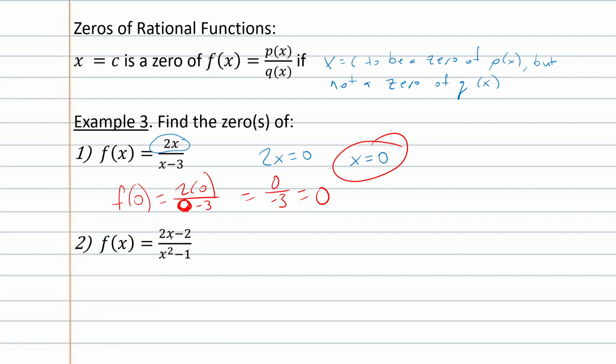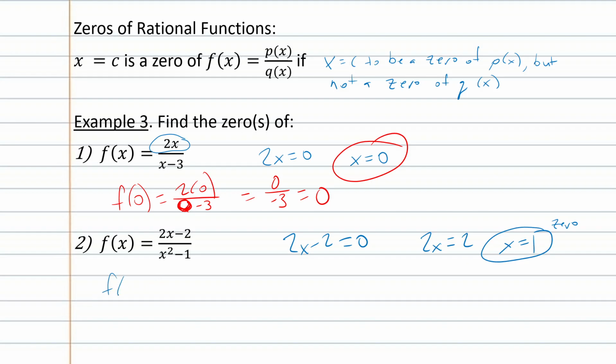So here I have 2x minus 2 in the numerator. Let's solve that so we can see what our 0 would potentially be here. Okay, so potentially it would look like 2x equals 2, so that it looks like we might have a 0 here at x equals 1. But let's plug it in and see what happens.